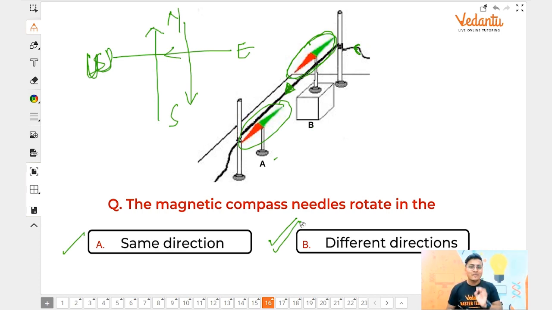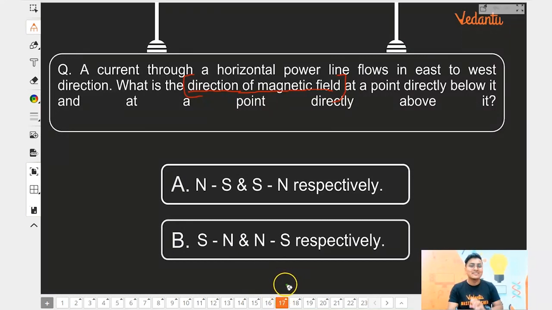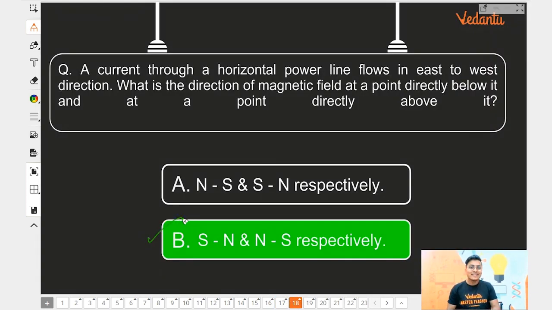Great job. Now you will not believe the next question which I gave you, it's the same question. Look at this. A current through a horizontal power line flows from east to west. This question came in CBSE 10 plenty of times for 2 marks. Can you believe that? What is the direction of the magnetic field at a point directly below it, and at a point directly above it? Same question. Now you know pretty clearly that both of them are moving in different directions, so the correct option will obviously be option B. It's from south to north below and from north to south above. That's it, guys.